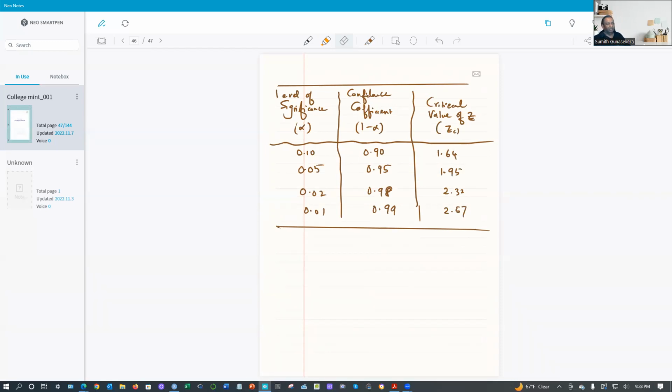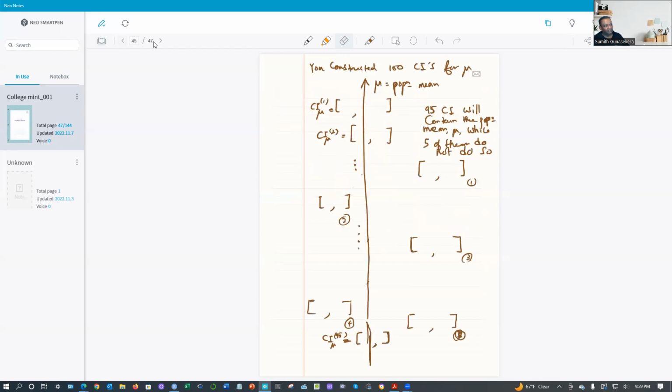So now we don't have to worry about that one. The critical value will be given. If you want, they will be given. So there are several ways we can get this done.